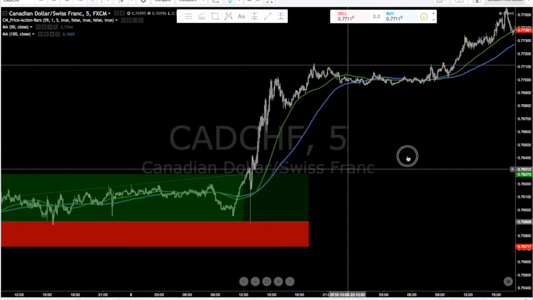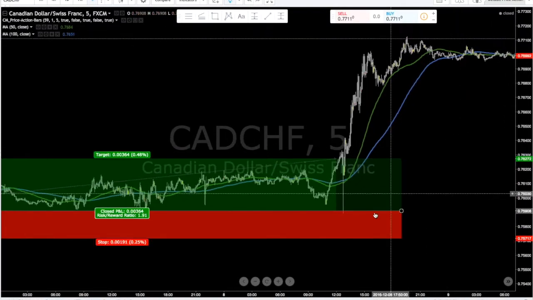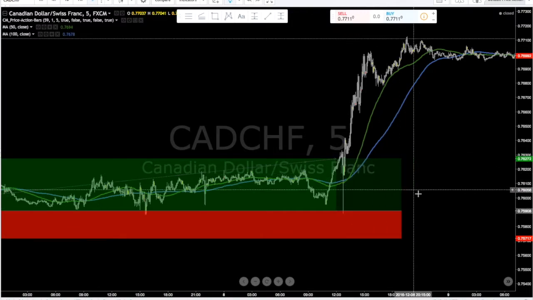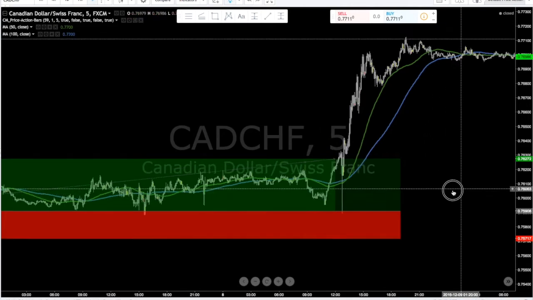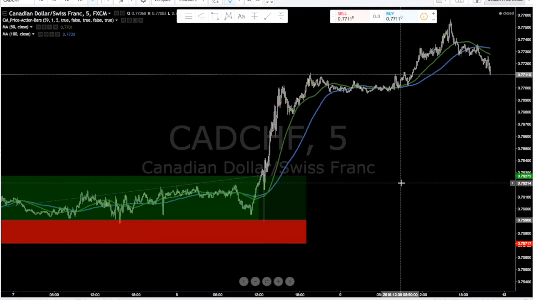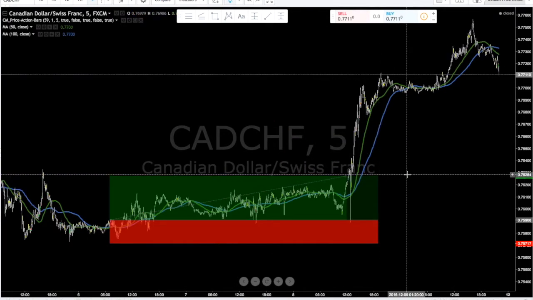So I got out of this trade with a 1-to-1, so it was still a profitable trade, but I will always do this. I always move my stop to break even when I'm up at my first target, and that's just the nature of trading. I just wanted to point this out as an aspect of it, but as I said, it was still a profitable trade.